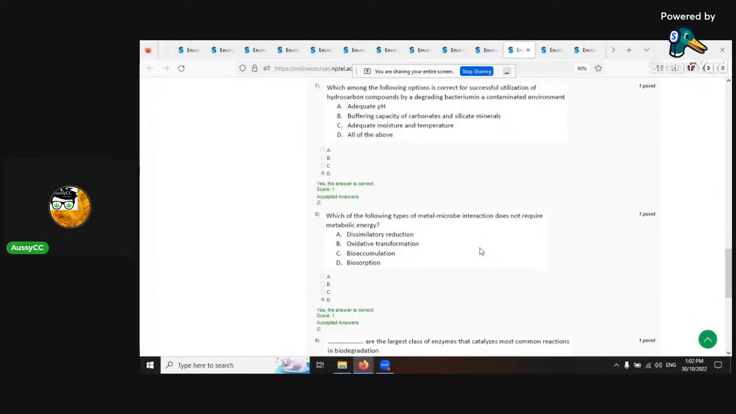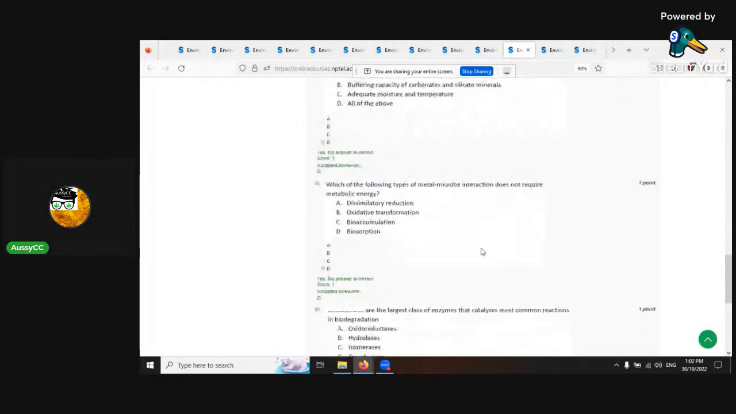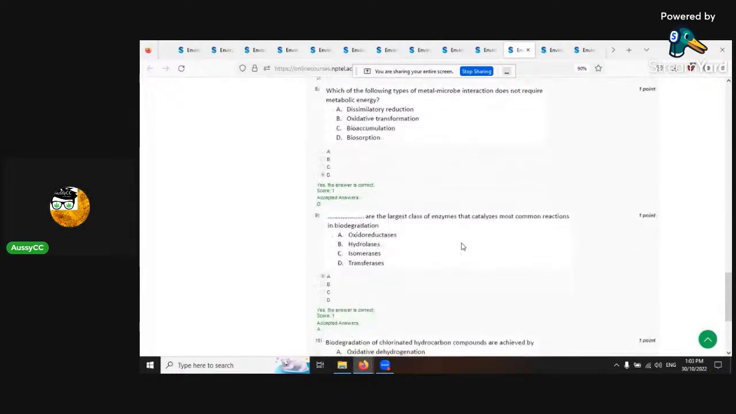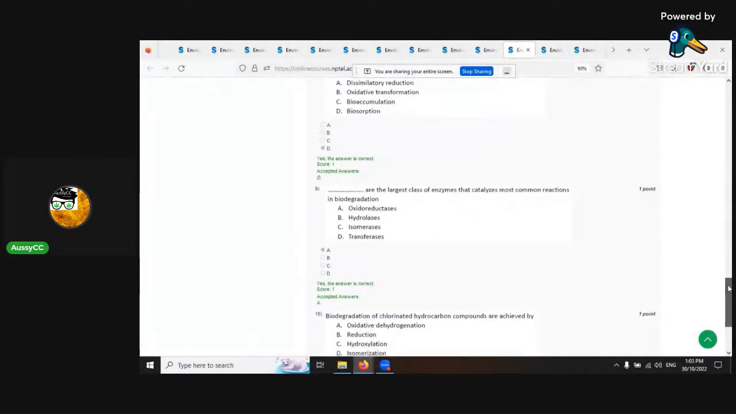Something are the largest class of enzymes that catalyze most common reactions. That's pretty obvious. Remember oxygen? Oxygen reductase. So there's heaps and heaps. It's needed the most. Biodegradation of chlorinated hydrocarbon compounds are achieved by reducing them.